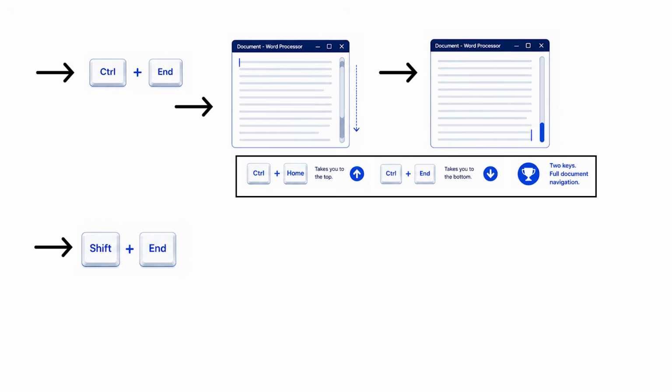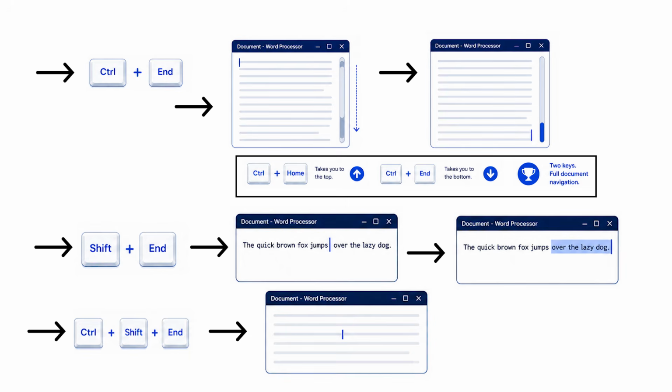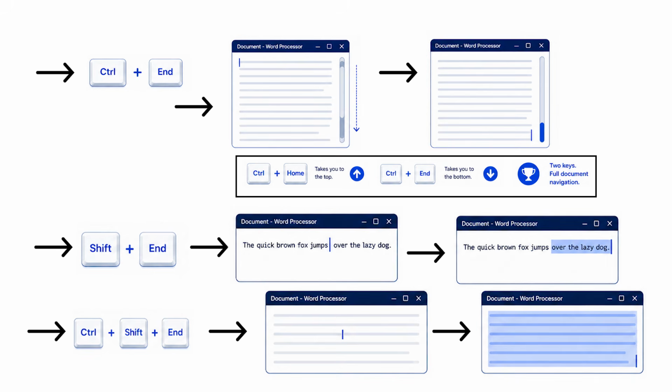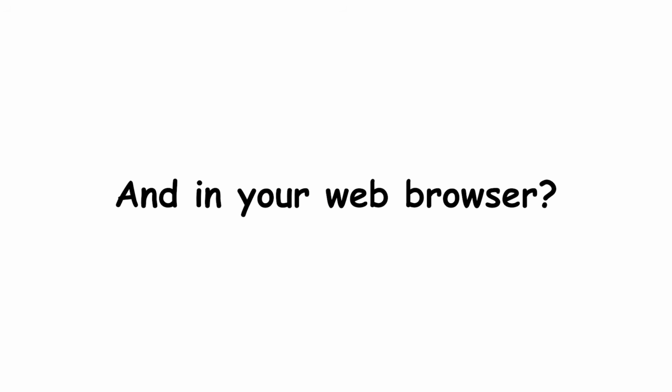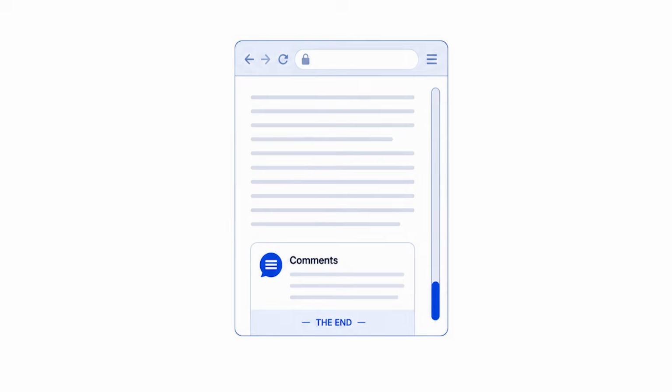Press Shift plus End, and you highlight everything from your cursor to the end of the line. Ctrl plus Shift plus End highlights everything from your cursor to the end of the entire document. Perfect for selecting massive chunks of text in one go. And in your web browser, End scrolls you all the way to the bottom of the page, instantly. No more scrolling through endless articles or comment sections. Just hit End and you're there.